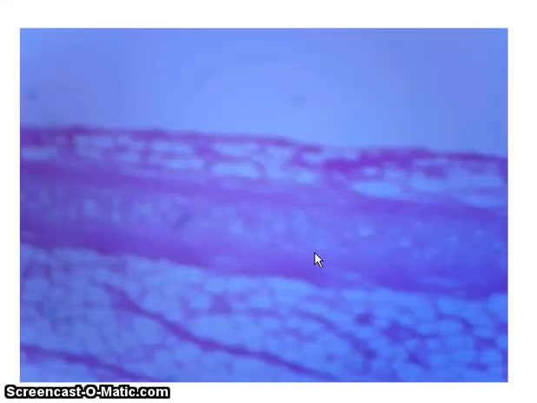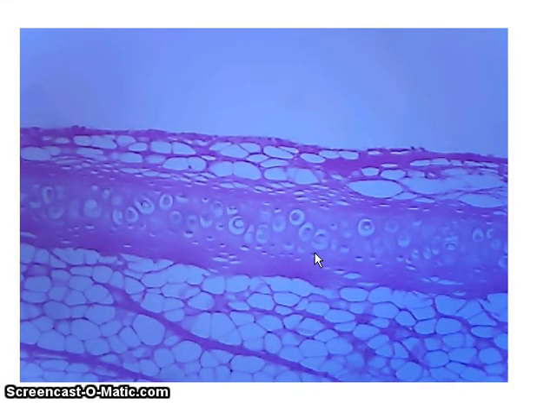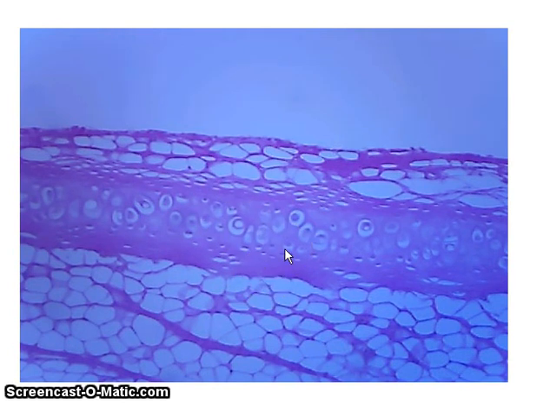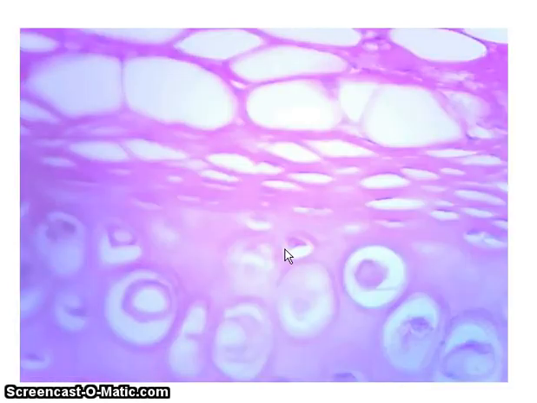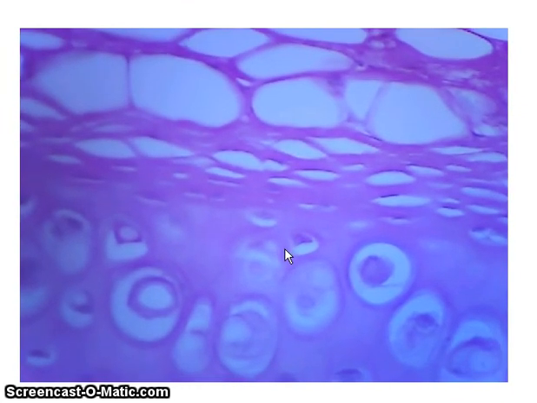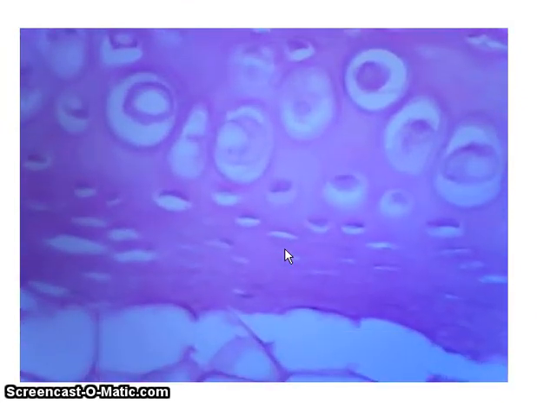So here we are going up to 100x, and you can really start to see this cartilage tissue popping out now at 100x. And so the only structures we're going to learn are the chondrocytes in their lacuna and the matrix. So let me just go up again to 400 and see if this looks any better. Okay, so here is our hyaline cartilage.